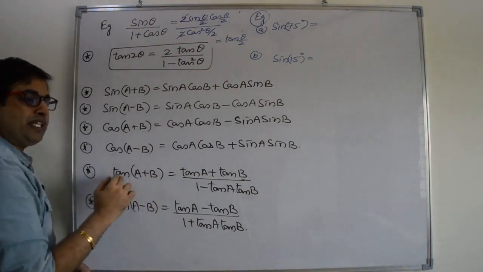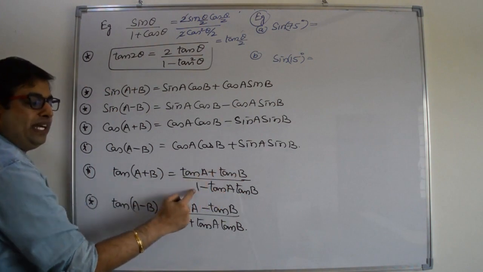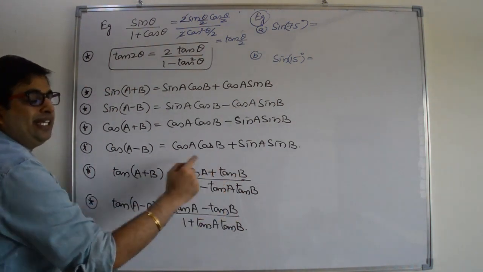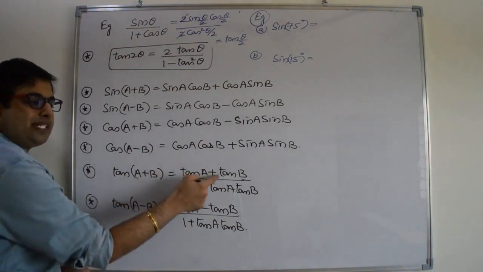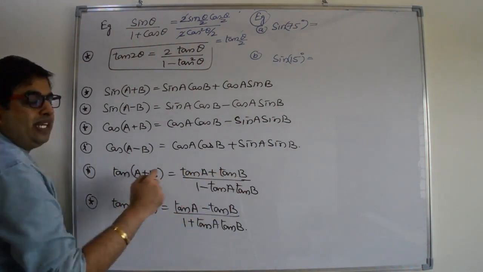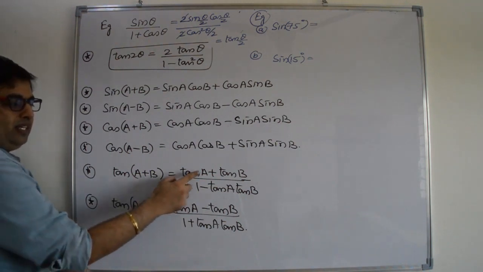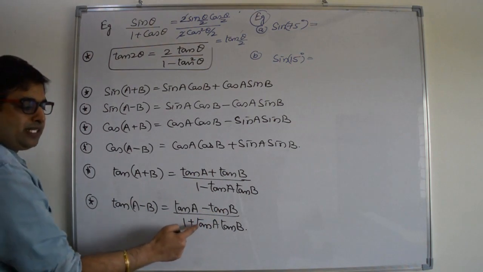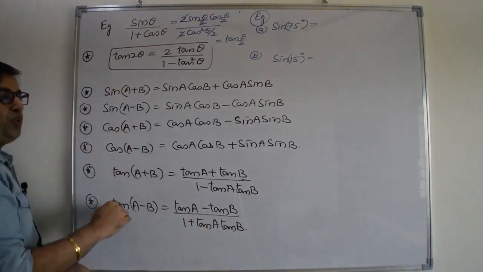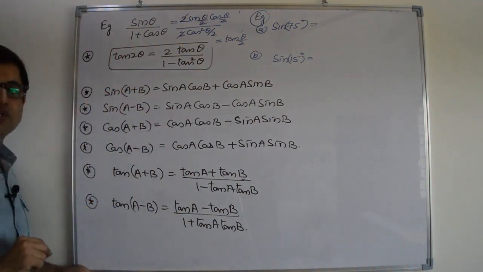Next is tan(A+B). Tan(A+B) is (tan A + tan B) divided by (1 − tan A tan B). Similarly, for tan(A−B), the sign will change: (tan A − tan B) divided by (1 + tan A tan B). By using these formulas, you can calculate the double angle formulas also.